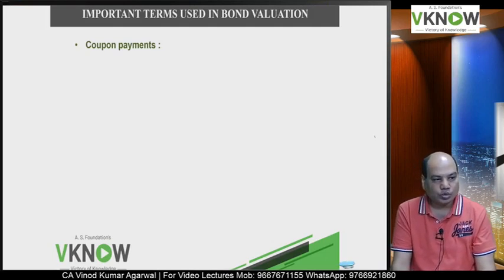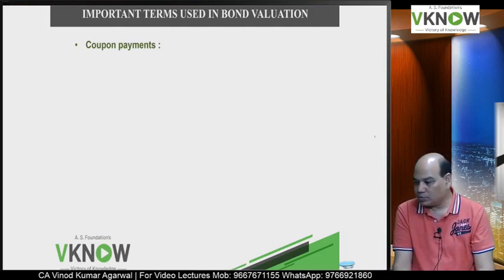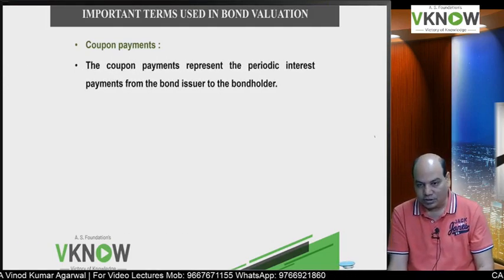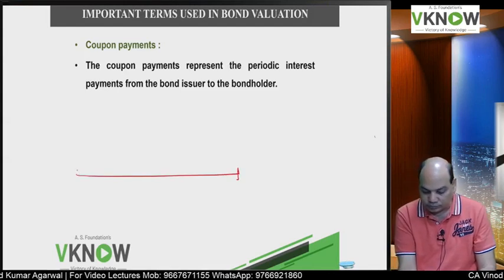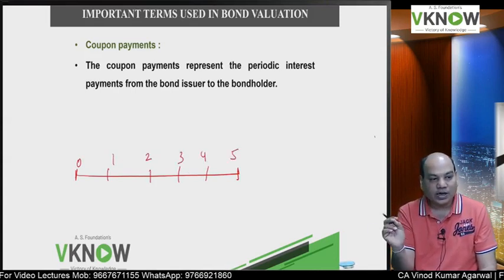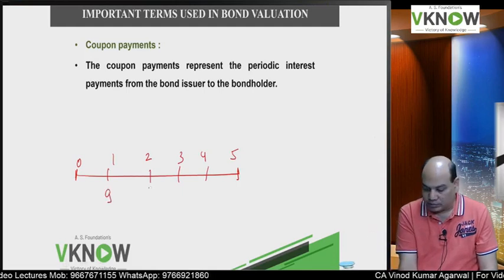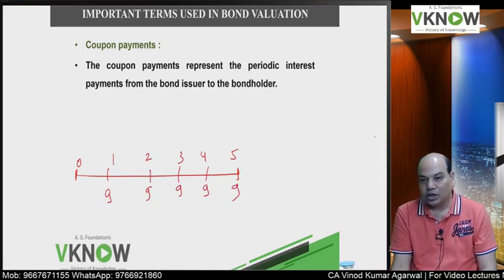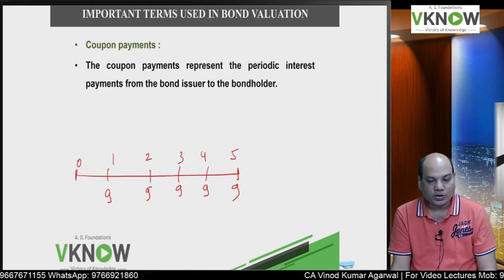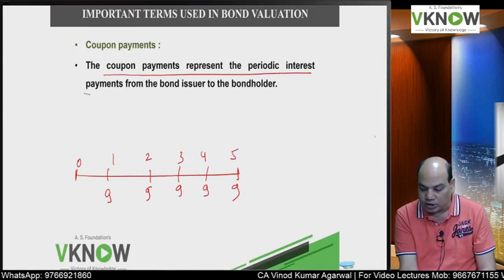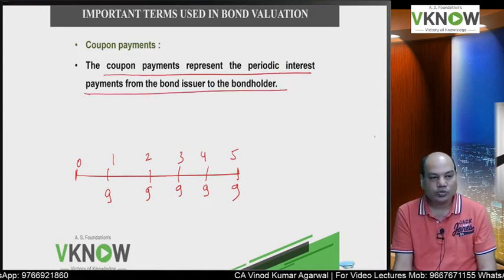Now next concept is coupon payment. What do you mean by coupon payment? Coupon payment means periodic payment of interest. So if it is a 5-year bond, year 1, 2, 3, 4, 5, and suppose the coupon payment is annual, then every year the company will pay 9 rupees interest on 100 rupees face value. Every year they have to pay. So coupon payment represents periodic interest payment from the bond issuer to the bondholder.